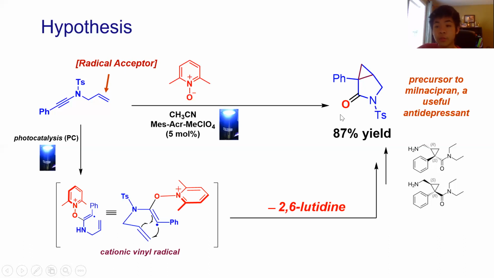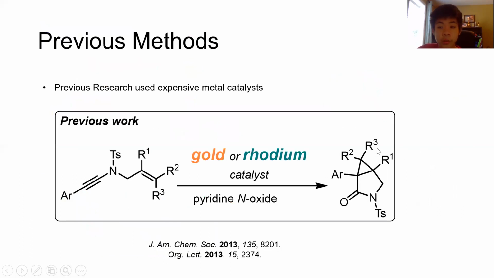So this reaction is useful because it can be used to synthesize biologically important drugs. One such example is milnacipran, shown right here. It's a useful antidepressant, which can be synthesized with our strategy. So previous research to synthesize milnacipran and other important drugs used expensive gold or rhodium catalysts. That's a pharmaceutical concern, as metal residuals may still be present in the drugs. And our strategy does not use any metal at all to synthesize our desired products. So that's a plus for our reaction.